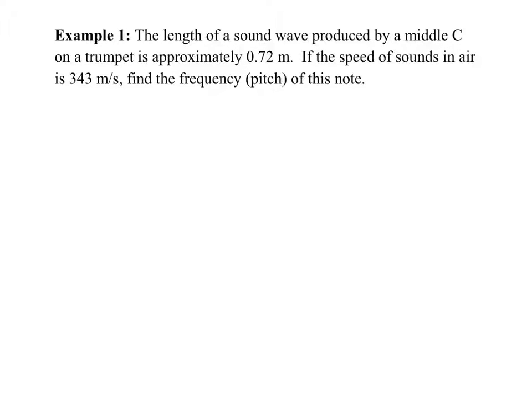I mean, a meter is about this big. So a sound wave from a trumpet, middle C, which is like a concert B flat, that actual note itself is this long in wavelength. So when you think about wavelengths, you're going to start talking about pitches and frequencies, and we're going to see that here. So if the speed of the sound in the air is 343 meters per second, find its frequency or its pitch of this note.